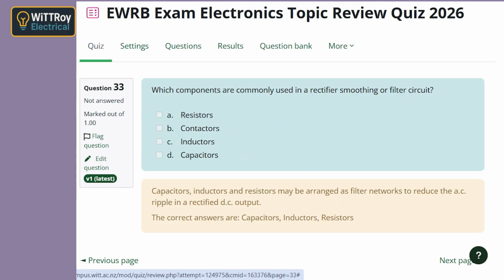This was a multiple answer item. You correctly identified all of these: capacitors, inductors, and resistors. Right, capacitors, inductors, and resistors can be combined to reduce ripple.